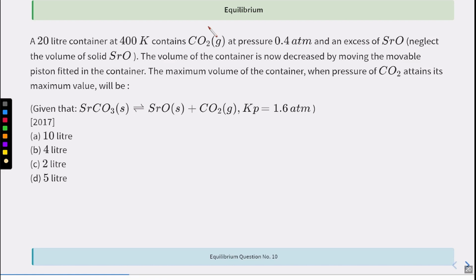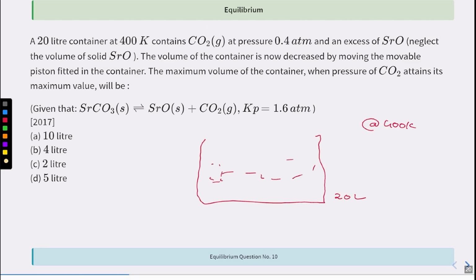So what we have is a big container. They have told that this is 20 liters. Now, this entire thing is at 400 Kelvin. Now, this thing has CO2, so we'll say that this noodles that I made is actually CO2. Now, this CO2 is at a pressure of 0.4 atm. There is some solid over here, but they have told that we can neglect it. So that's fine. Now, this initial volume, we are reducing it.